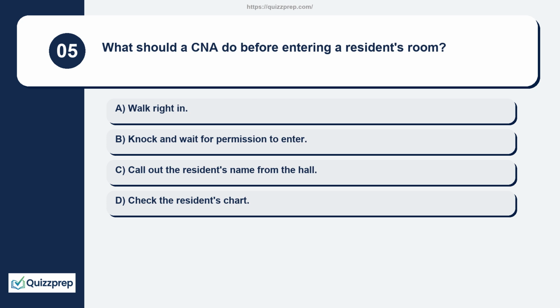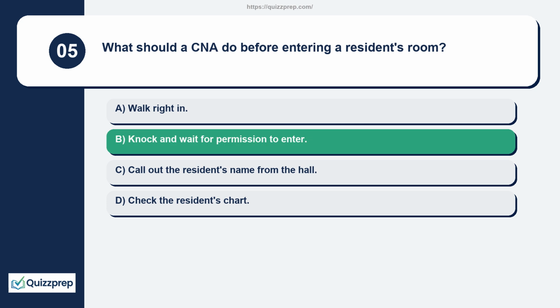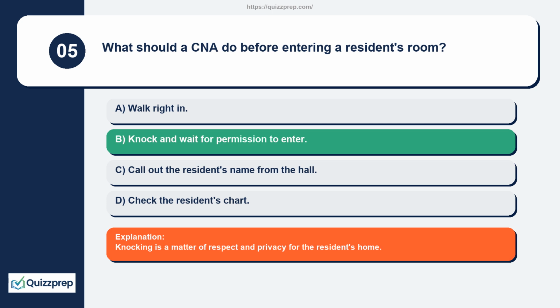Question 5. What should a CNA do before entering a resident's room? Walk right in. Knock and wait for permission to enter. Call out the resident's name from the hall. Check the resident's chart. Knocking is a matter of respect and privacy for the resident's home.